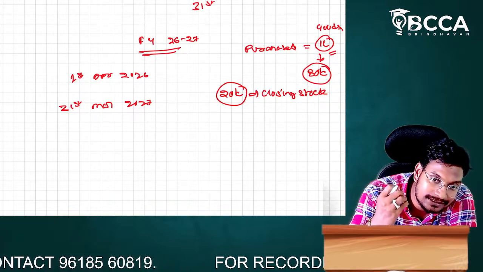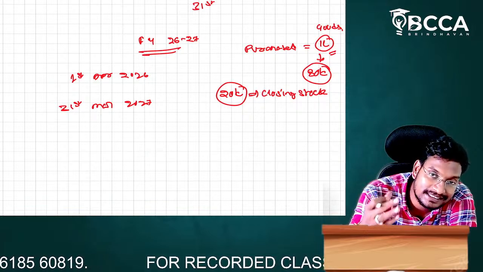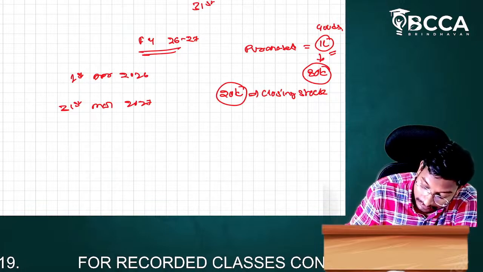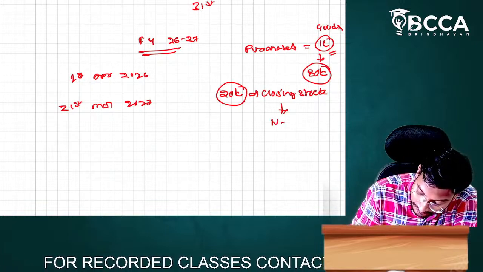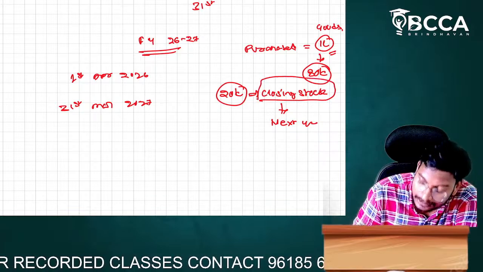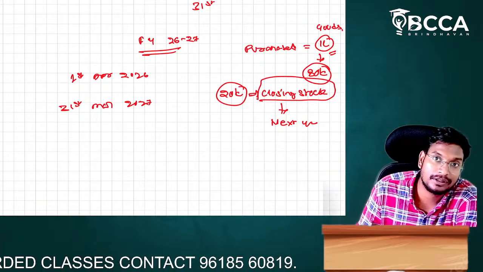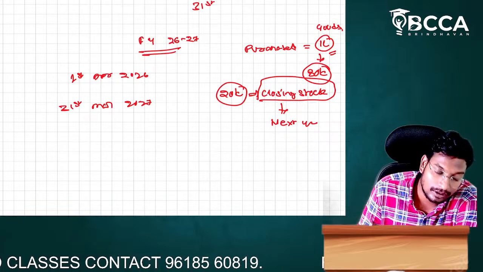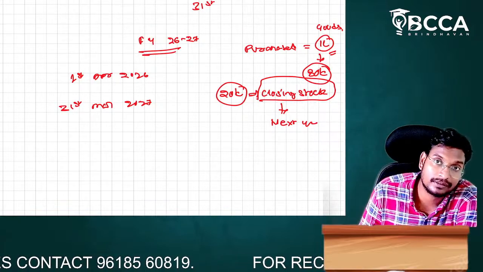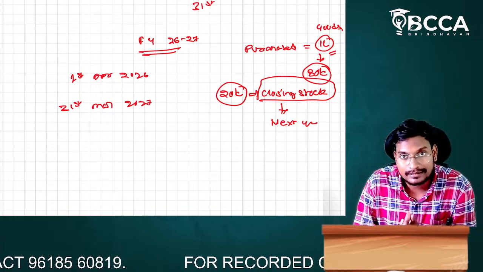Here the closing stock is an asset. This closing stock will be sold in the next year. So the closing stock is classified into current asset or non-current asset. It is a current asset, but is it liquid or non-liquid? Non-liquid, because it may take more than 3 months but less than 12 months. So the closing stock is called a current asset.